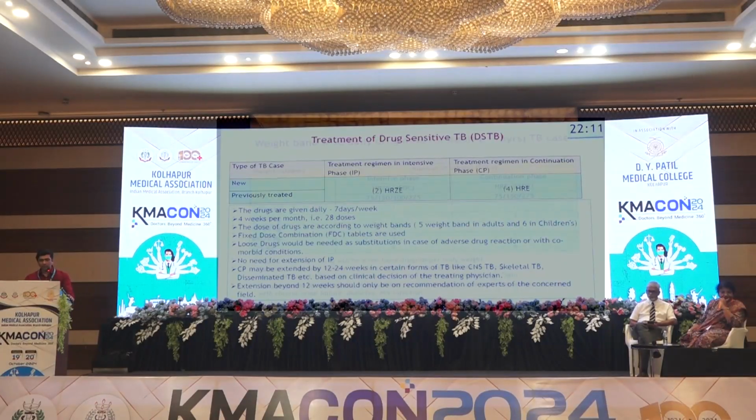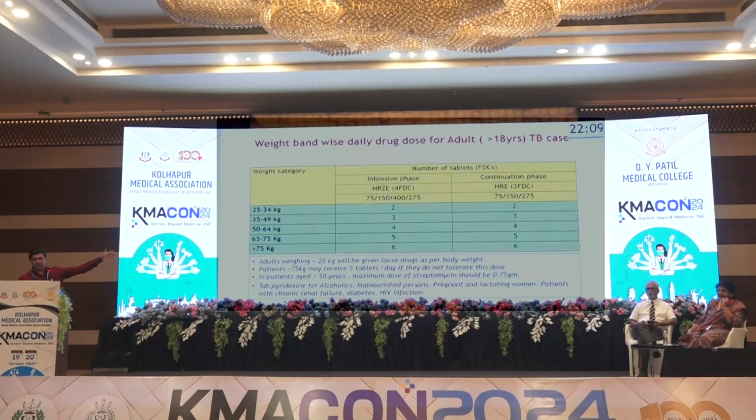Okay. As you can see, these are the FDCs according to the weight band for the DSTB regimen for both the intensive phase and the continuation phase. In the intensive phase, the fixed dose combination comprises 4 drugs: isoniazid, rifampicin, pyrazinamide, ethambutol, and the continuation phase is HRE. These FDCs also have to be given according to the weight of the patient.